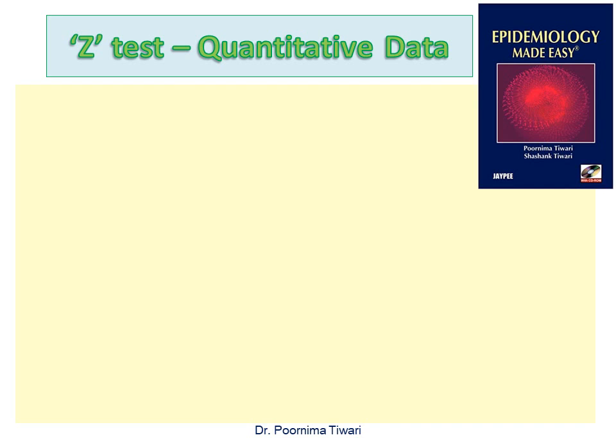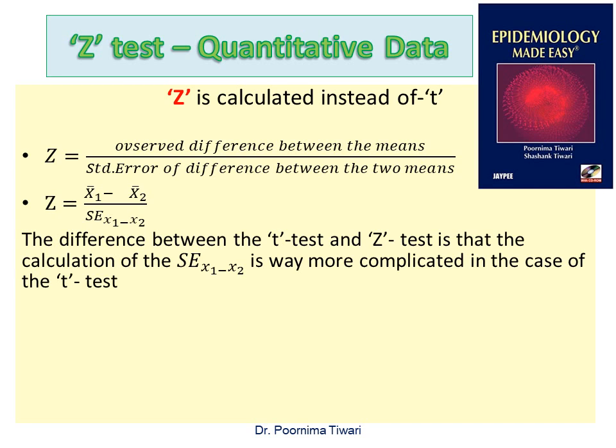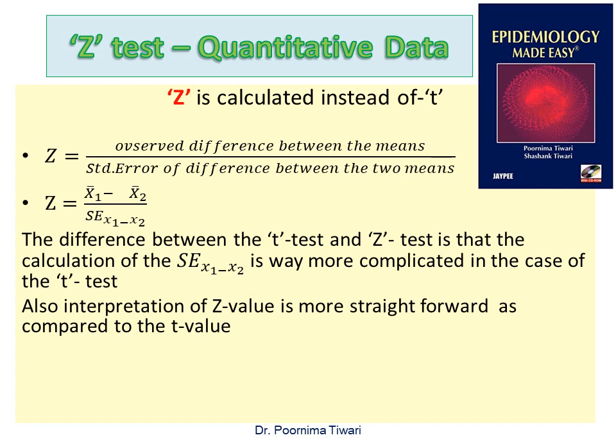Z test. Here the Z value is calculated instead of the T value, and the Z value is calculated as the observed difference between the means divided by the standard error of difference between two means. So it looks similar to that of the T value. What is the difference? The difference between the T test and Z test is that the calculation of the standard error of difference between two means is way more complicated in the case of the T test. And also the interpretation of the Z value is more straightforward as compared to the T value.